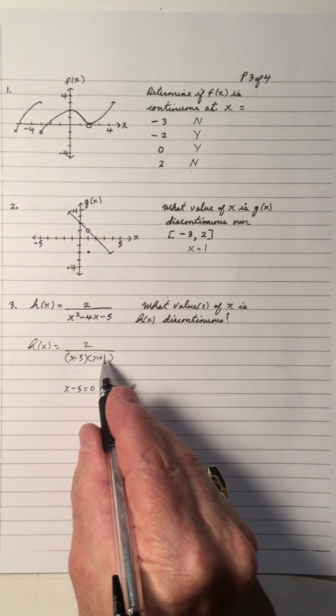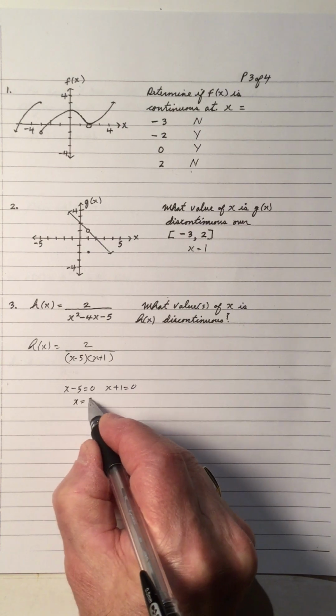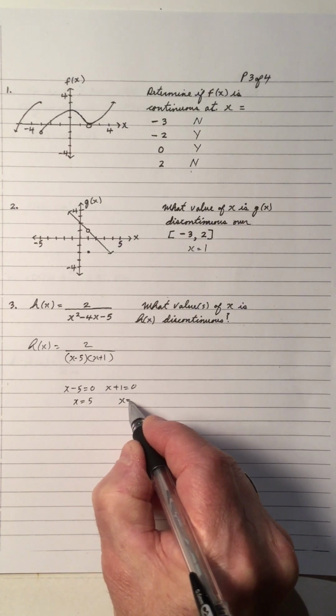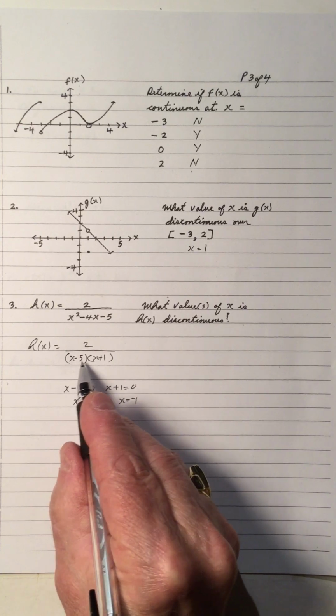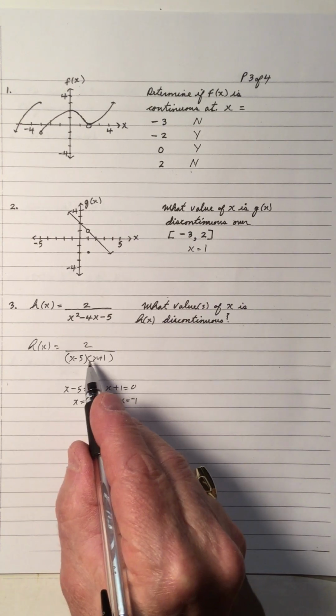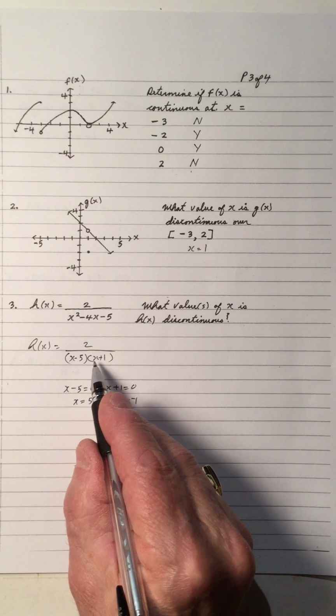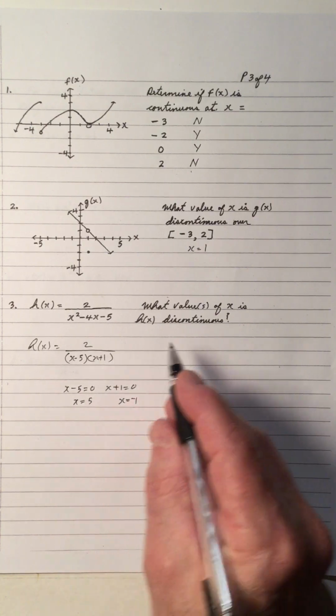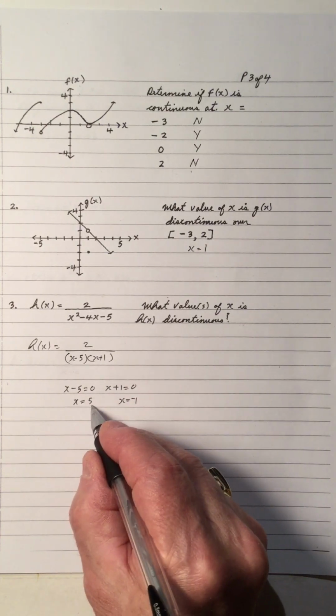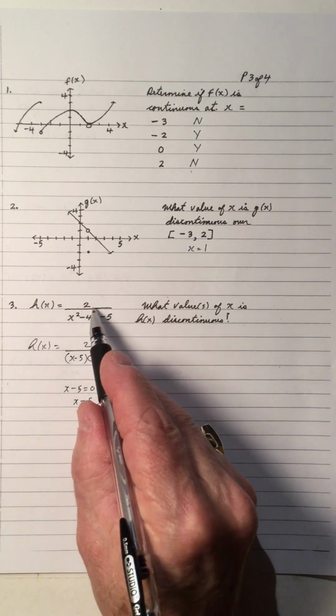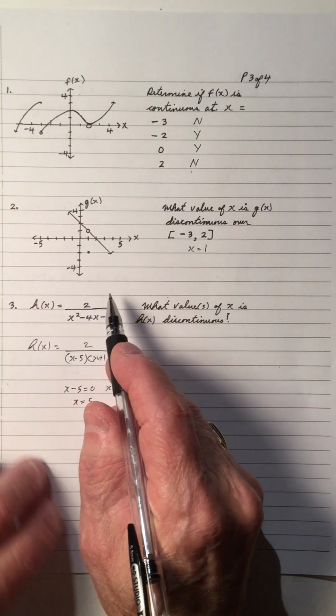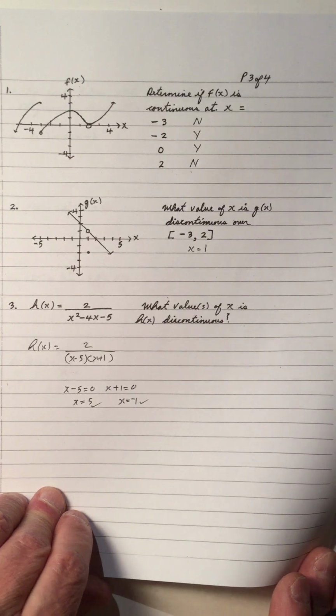We cannot have 0 in the denominator, so when x is 5 or when x is negative 1, we have 0 in the denominator, and 0 in the denominator of a fraction is undefined. So the values of x are x is 5 and x is negative 1. This function is not continuous. Let's continue.